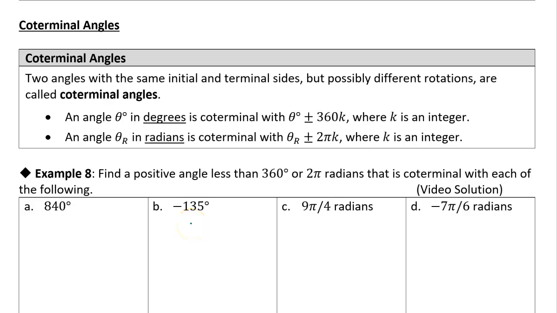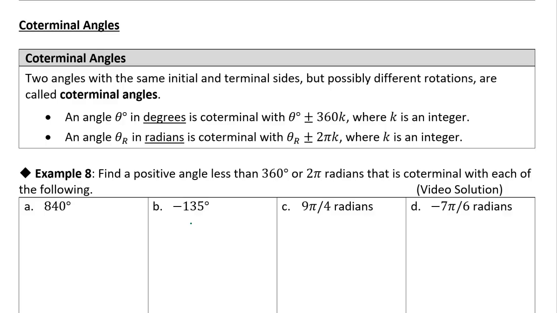All right, so now we're going to talk about coterminal angles. I know I mentioned them before, but now we're going to officially define what a coterminal angle is. What you would expect is that coterminal angles share a terminal side. They also share an initial side if they're in standard position. So if they're in standard position, coterminal angles just share a terminal side.